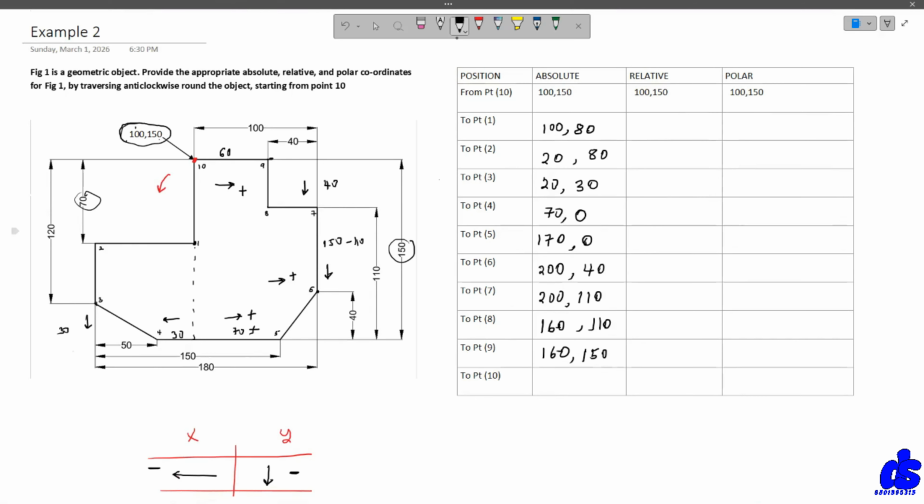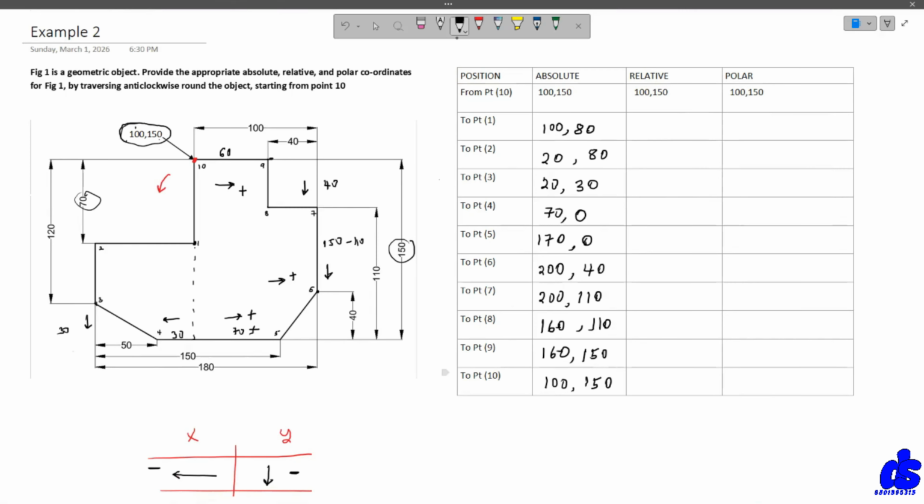Now coming back to point 10, there is no change in x, there's no change in y, it's still the same. So it will still be 100, comma 150. So now we have been able to do that of the absolute. Now let's move on to the relative.